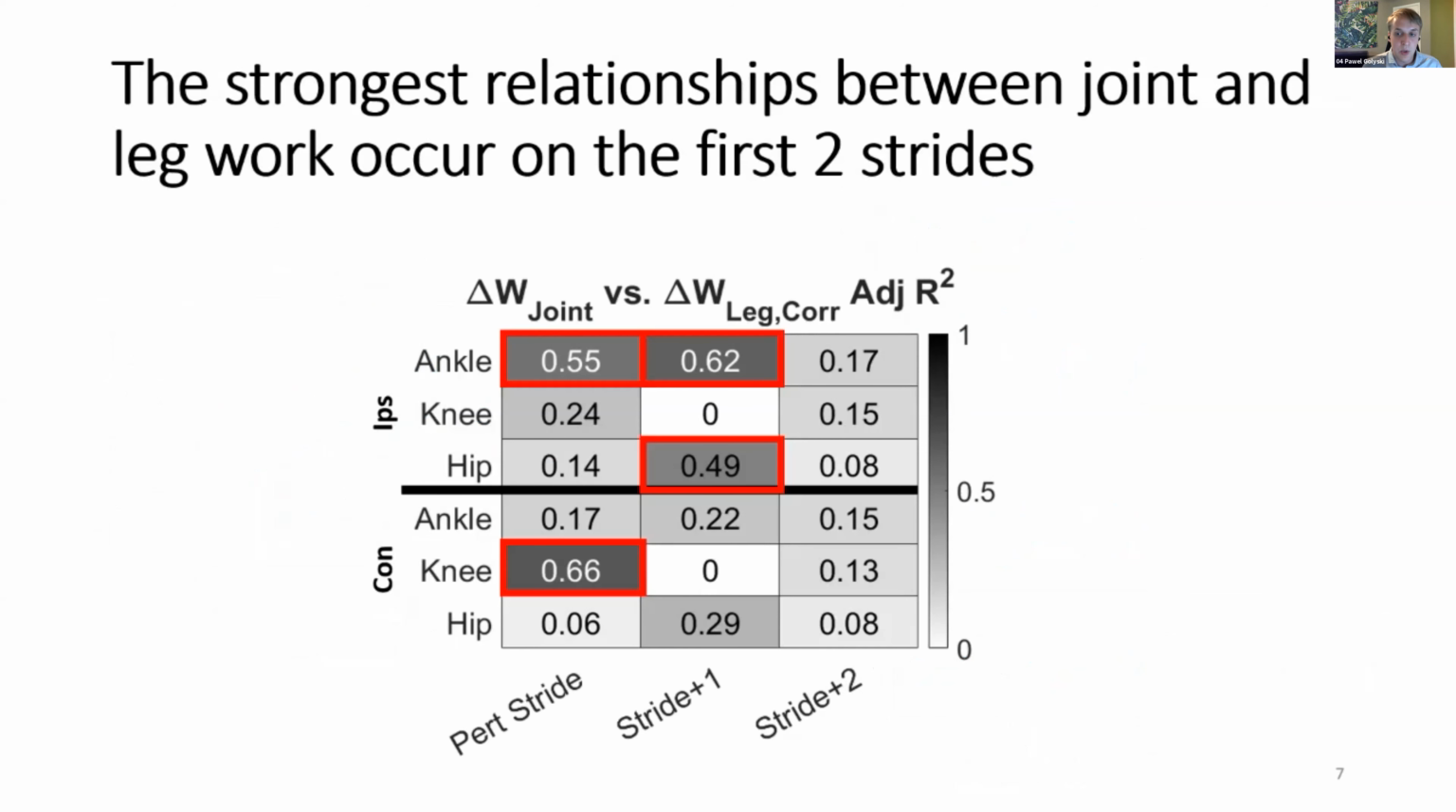By integrating leg and joint powers and regressing changes in individual joint work with the changes in corrected leg work and calculating R² values across all 222 perturbations, we identified which joints best reflected the changes in demand of their respective legs. We found that changes in joint work were best correlated with changes in leg work at specific joints on the perturbed stride and the first recovery stride.